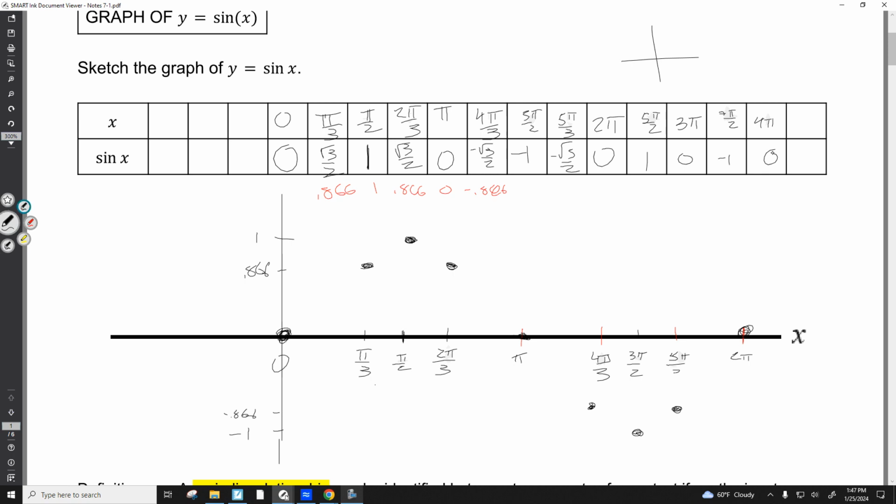If I put any of the pi over 3s in between these values, or any of the values, we know they're going to be coterminal with the pi over 3s that I've already listed. So we know that as we continue to add with our x's, our y's don't go up. Our y's aren't going to increase. They're not going to decrease. They're going to repeat.